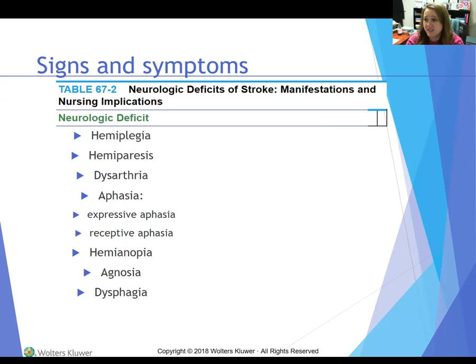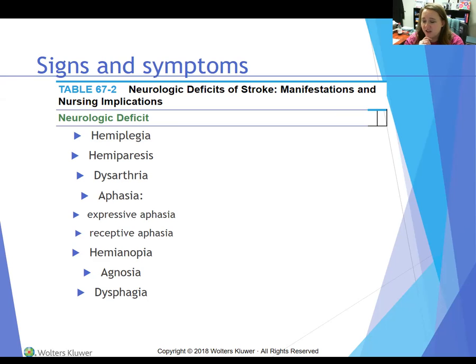The hemiparesis, or weakness on one side of the body or part of it. Dysarthria, so this is difficulty in speaking, impaired speech caused by paralysis of the muscles responsible for producing speech. And then we have aphasia, which is unable to speak. And this can either be a comprehension problem or a production problem.